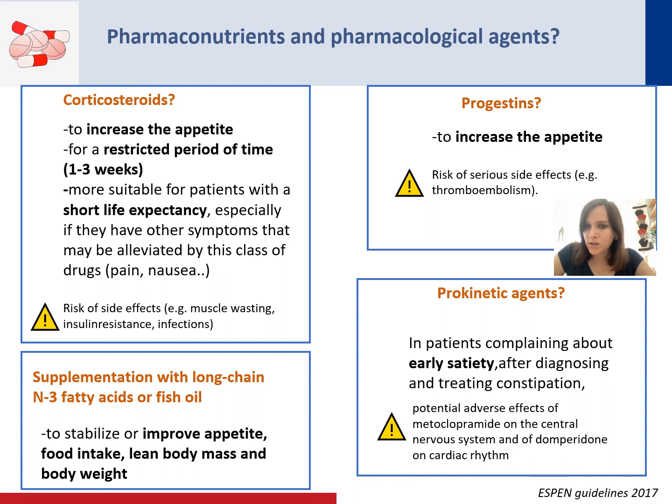Supplementation with long-chain omega-3 fatty acids or fish oil has been shown to stabilize or improve appetite, food intake, lean body mass, and body weight. Prokinetic agents could relieve early satiety, but we have to treat constipation before. And we also have to be very careful with the neurologic or cardiac adverse events for metoclopramide and domperidone. Finally, progestins could increase the appetite, but with a non-negligible risk of thromboembolism.